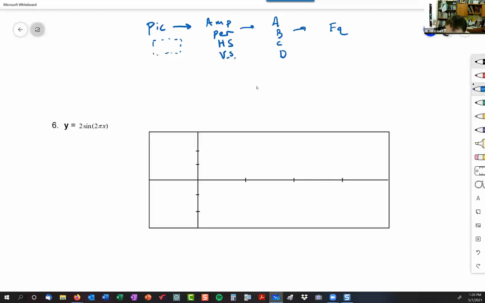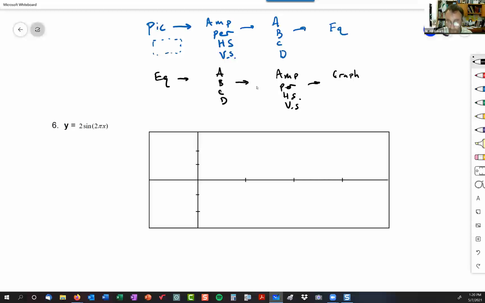Now, we're going to reverse this. We're going to look at the equation. And from the equation, we can find the A, B, C, D numbers. And once we find the A, B, C, D numbers, then we can figure out the amplitude, period, horizontal shift, and vertical shift. And then we can make a graph. That's our game plan here. So it's just the reverse of what we did a moment ago.